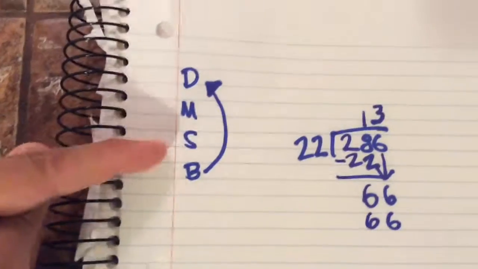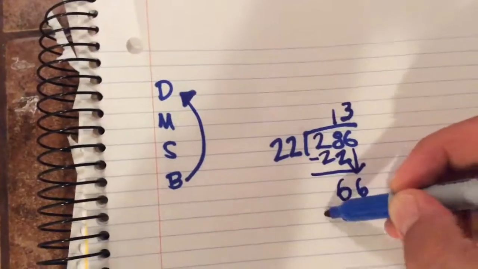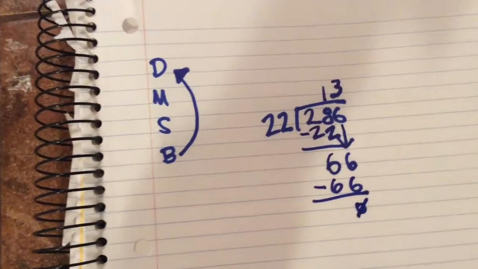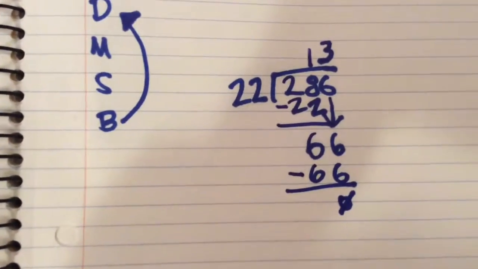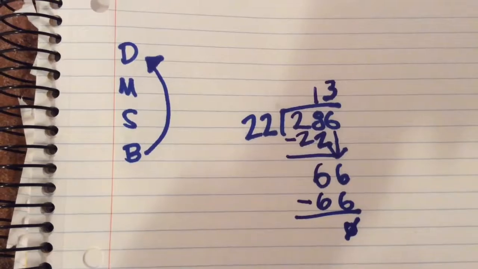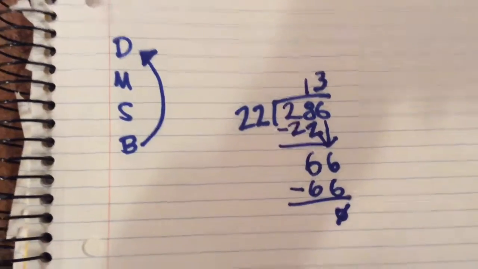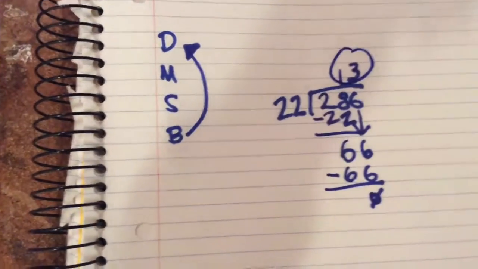What comes next in our algorithm? Subtraction. We're going to subtract these two numbers. 66 minus 66 is a big fat goose egg, 0. And once we get that 0 down at the bottom and there's nothing left to bring down, we follow the algorithm to the T, and we're done. So our quotient for this problem is 13.